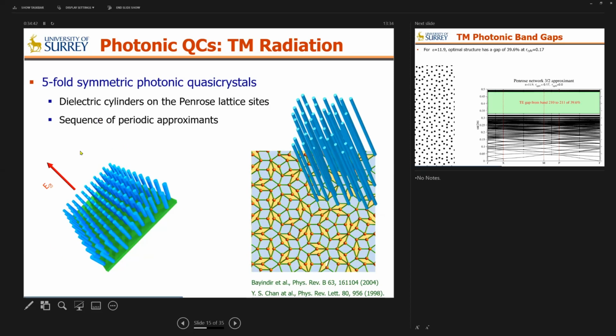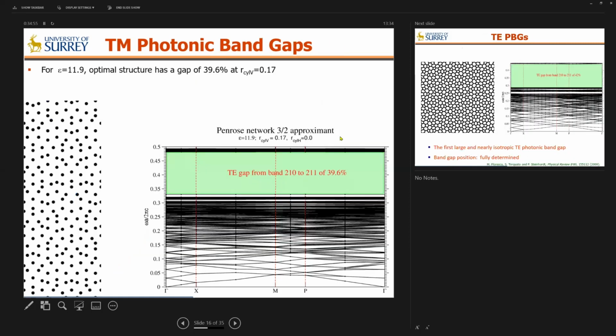I use the ideal structure for periodic systems, and I implement that design on the quasi-periodic point pattern, and I get the structure shown here with dielectric cylinders at the position of the atoms. Now, I computed the band structure for this lattice, shown here a fragment, right? Dielectric cylinders of radius 0.17, and what I obtained is a very large photonic bandgap. Despite the system being non-periodic, I have a bandgap at around 40%, right?